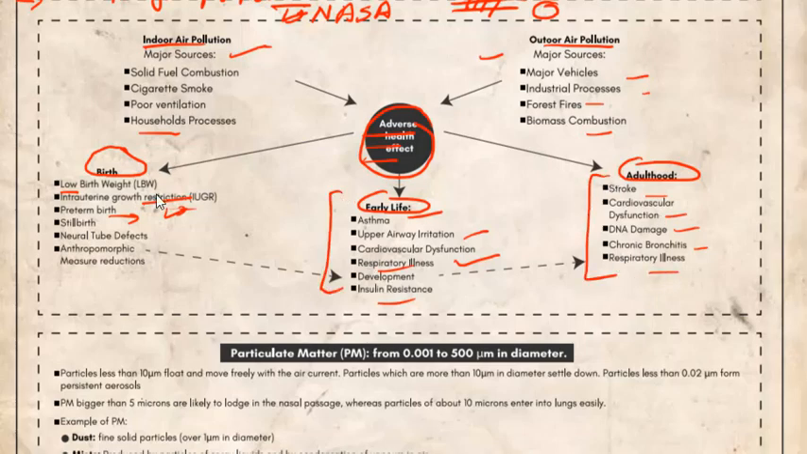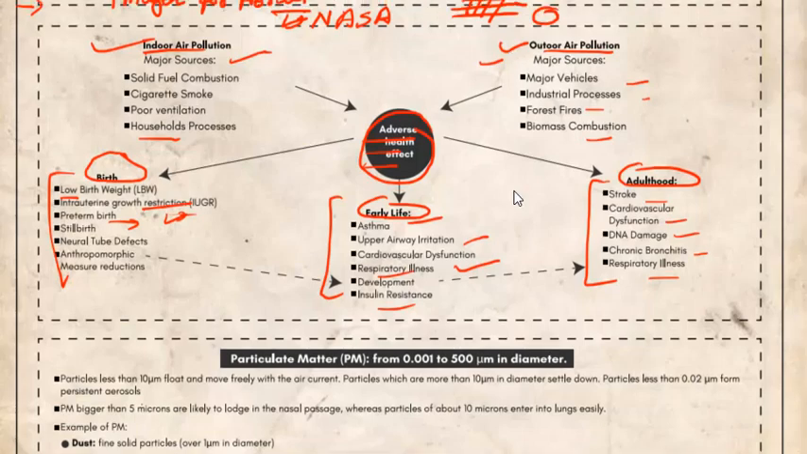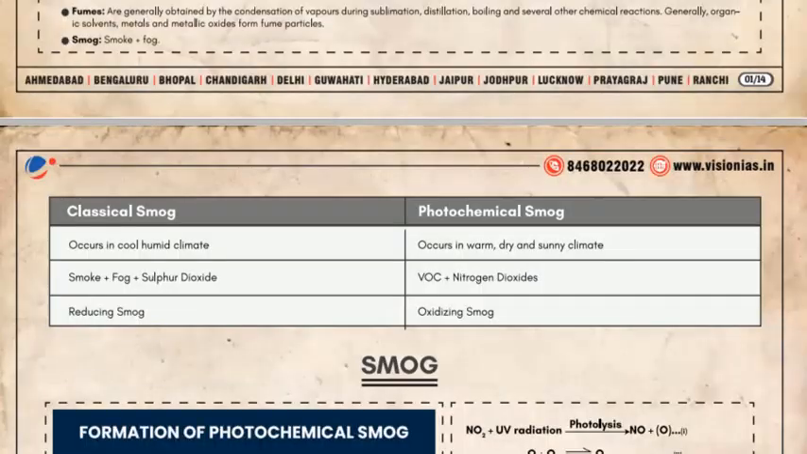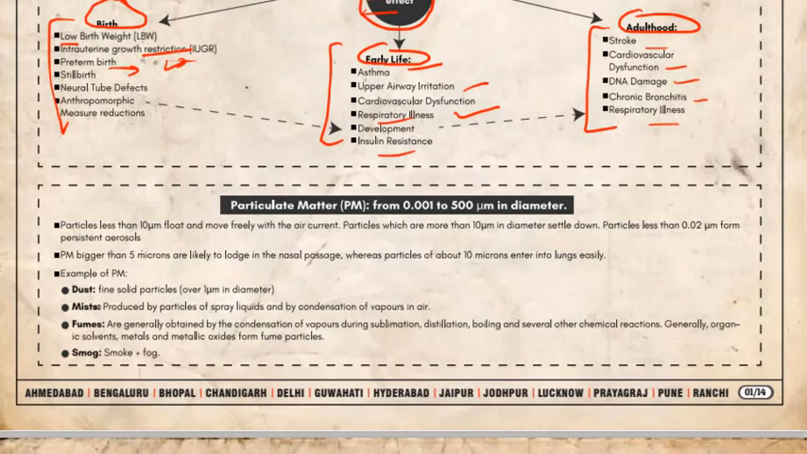It is not very important that you remember all this, not required. If you need to, in a long answer you can divide it into indoor air pollution and outdoor air pollution. It is not too much required for the prelims. Moving to the next topic, particulate matter. We have already discussed this particulate matter. What I told you, there are sieve sizes and differentiations are given.